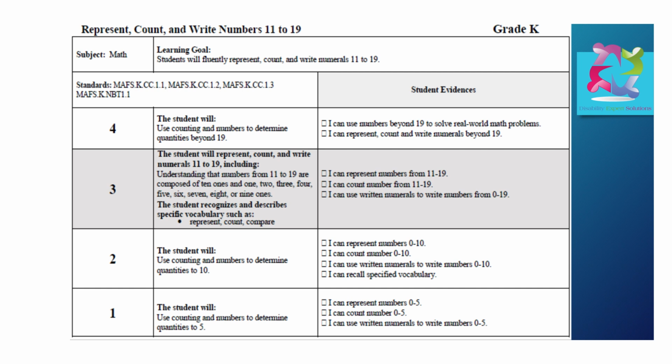Remember this, students have no idea where the ceiling is. So go all the way to 4. I can use numbers beyond 19 to solve real world math problems. Think of relevancy when you're designing your lessons. I can represent, count, and write numerals beyond 19. Why not? You see, kids will go as far as you think they'll go. They don't know any better. I would push you to have students aim for level 4.